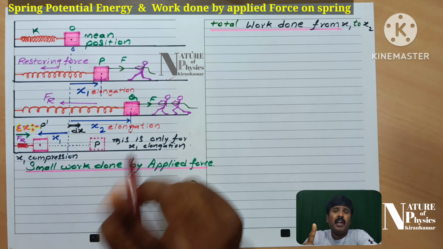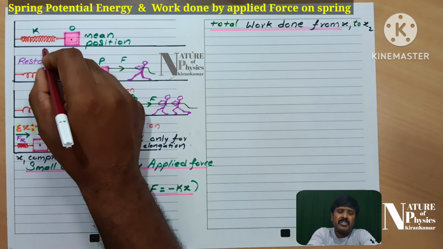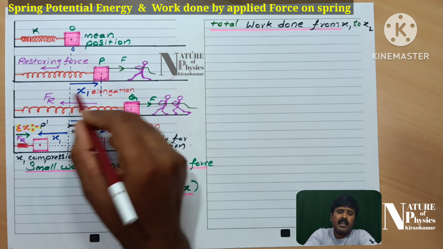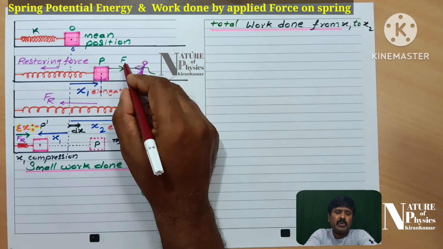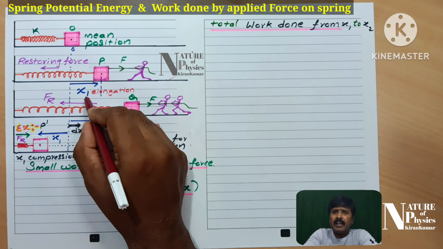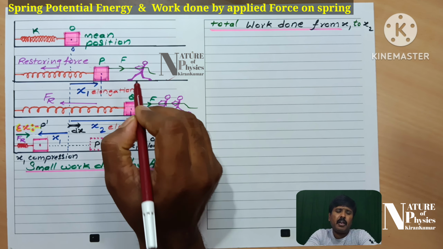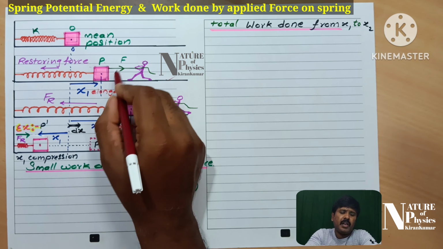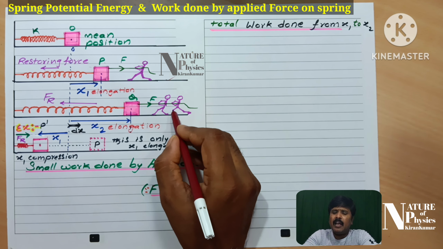The previous pages give the work done by the restoring force. K is the spring constant, and this is the mean position O. Next, a person is pulling with an applied force F, so the spring gets an elongation x1 from the mean position, as clearly shown in the diagram. The restoring force is in the direction opposite to the elongation, and in the second diagram two persons are pulling.